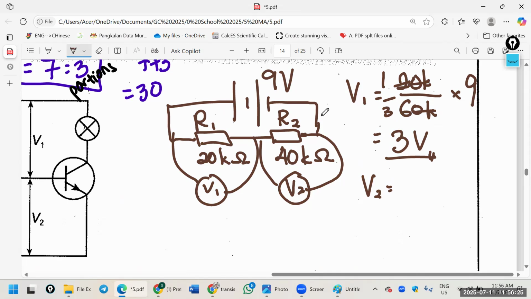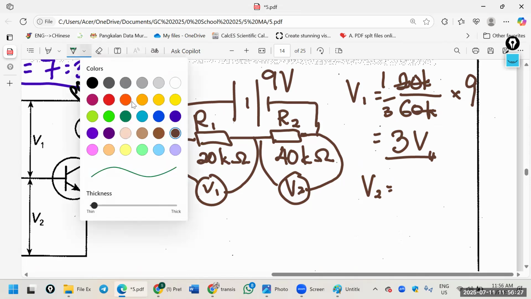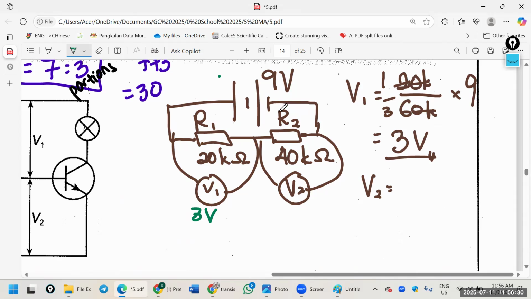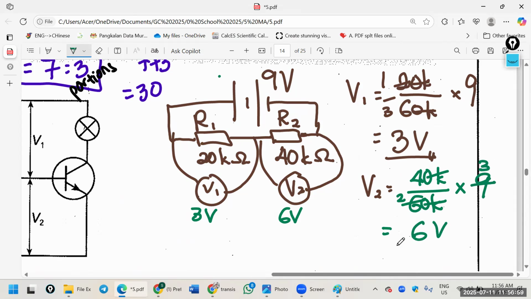One way is 9. Very easy. This is 3 volt, this is 9 volt. 9 minus 3 becomes 6. Or, we do this again to reinforce our memory. Total portion 60K, then this one 40K. Then we will get 3, 2, 6, 3, 3, 9, 3, 4, 12 divided by 2, 6. Okay?